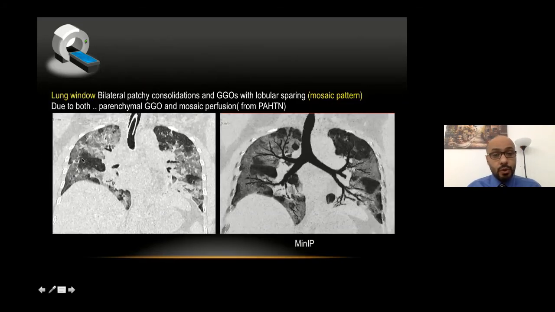Looking into the lung window of this patient, we have a mosaic pattern of appearance, which indicates both the parenchymal ground glass from the COVID pneumonia itself and also mosaic perfusion resulting from the pulmonary arterial hypertension, as seen in this lobular sparing.